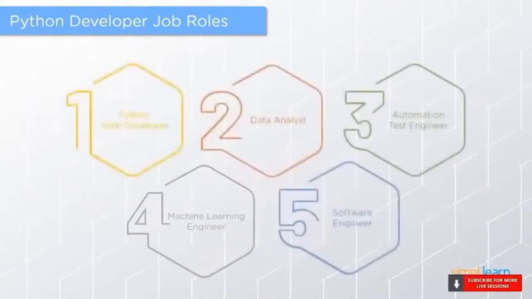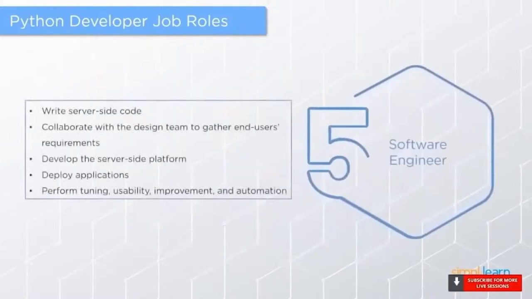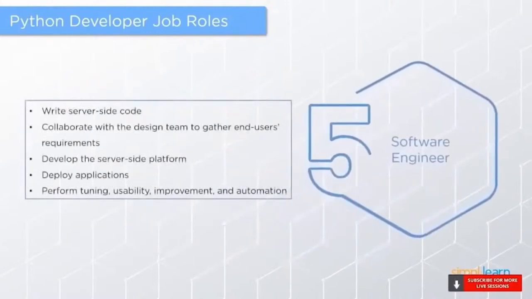The last job role is software engineer. Now a software engineer is expected to write server-side code, collaborate with the design team to gather end users' requirements, develop the server-side platform, deploy applications, perform tuning, usability, improvement, and automation.